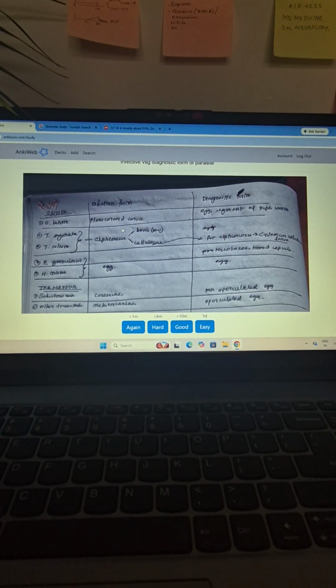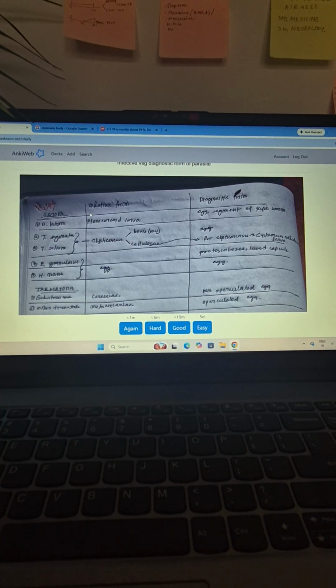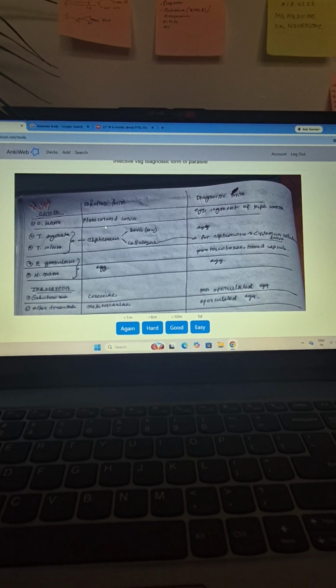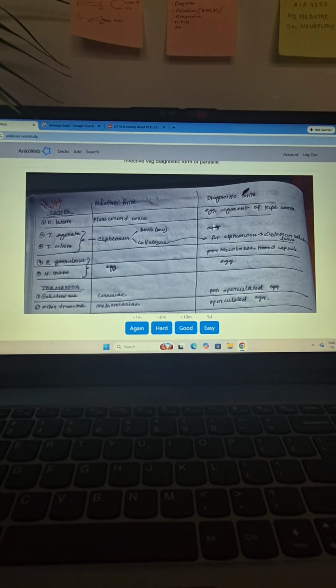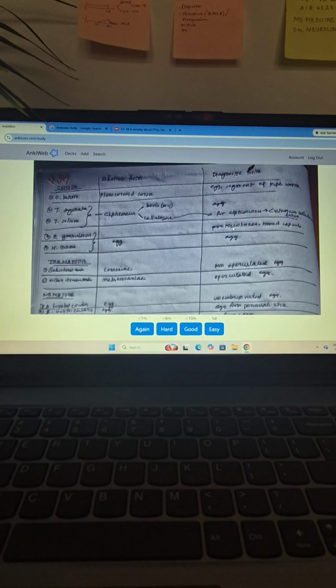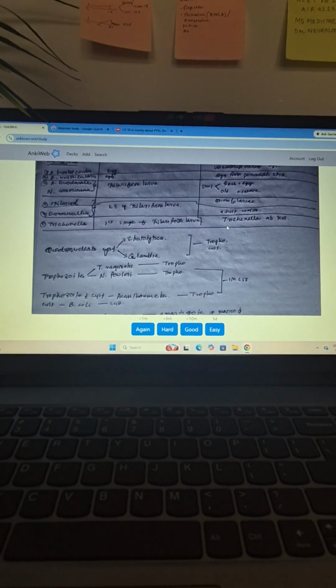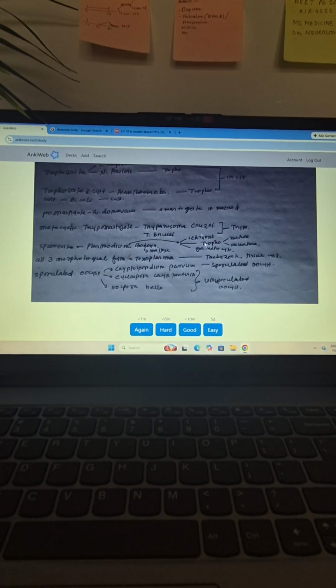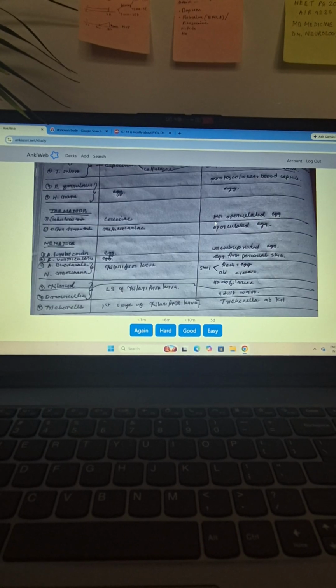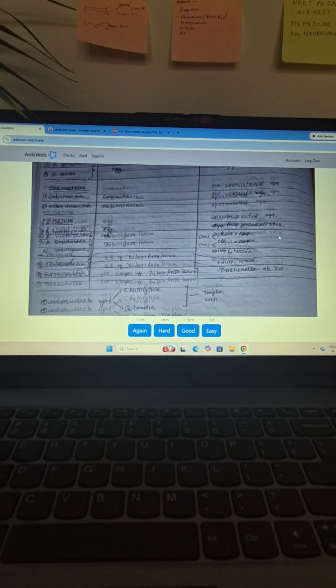Okay. So I'm going to memorize the infective and diagnostic form of all the parasites using logic and knowledge. First of all, Diphyllobothrium latum. Most of the diagnostic forms are egg. And then this is random, but mostly trophozoite and egg. So first of all, cestodes.